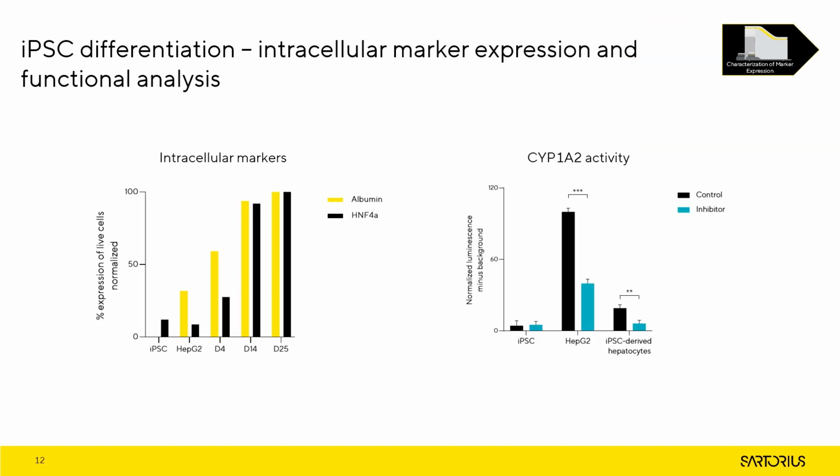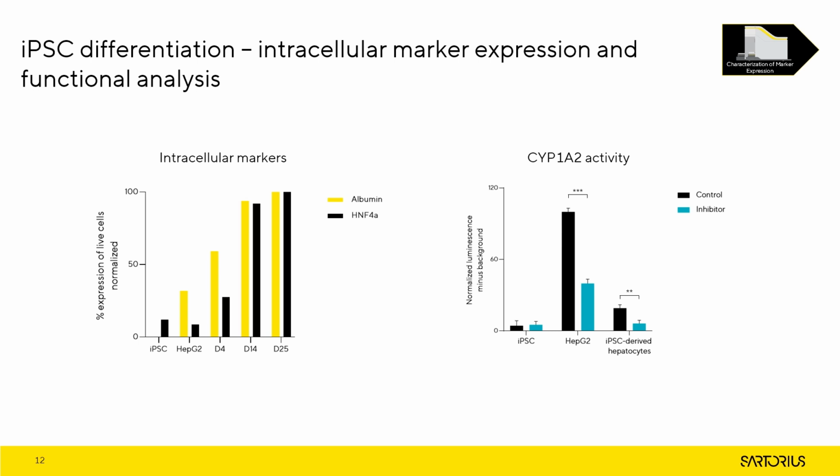Further characterization of cells throughout the differentiation workflow was also performed using the IQ. Intracellular hepatocyte markers albumin and HNF4A, on the graph on the left-hand side in yellow and black respectively, were analyzed using the time course.